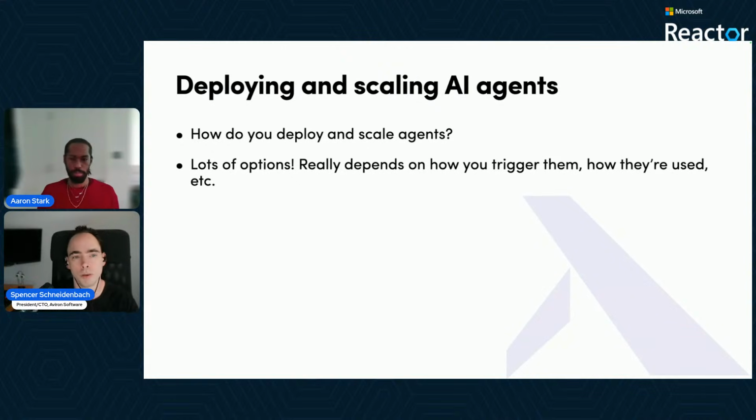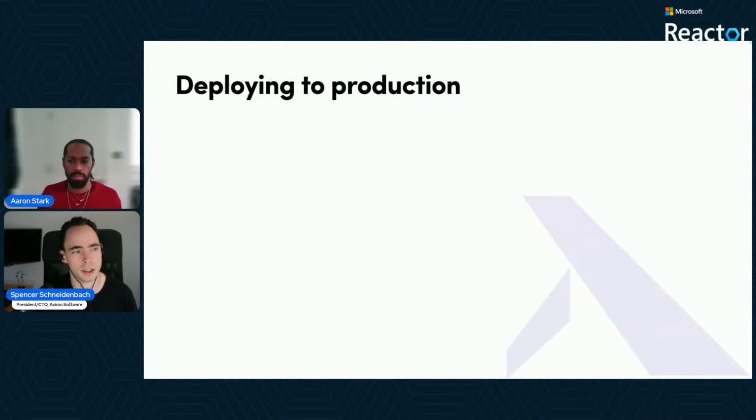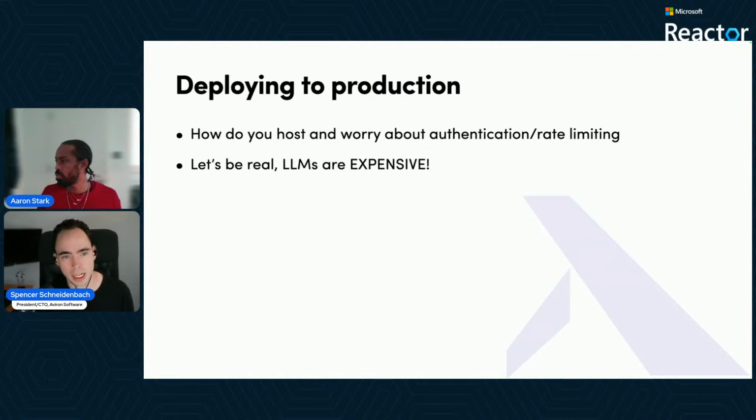Yep. So the option really depends on your use case. How are you triggering them? Lots of times I'm actually not triggering AI agents behind some kind of API call. It might be some other internal service or internal process that's running, that's then turning around and triggering these AI agents. And it really basically always depends on the use case. But you do need to worry about authentication and rate limiting, because let's be real, and I've said this already, LLMs are really expensive. They just are.